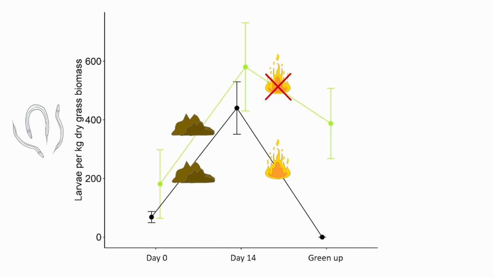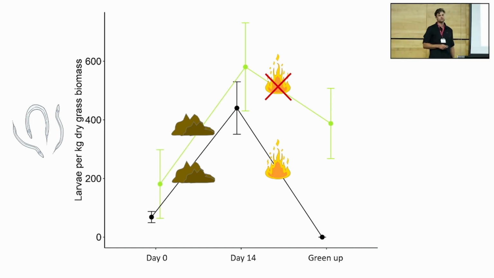It's pretty straightforward. So this is larvae on the y-axis, the days on the x-axis here. And so we added this dung. You see the spike in larvae goes up really high. And then we burn, and you see this comes all the way down to 0, and the ones in the grass, which didn't burn, still survive. And so fire kills all of them.